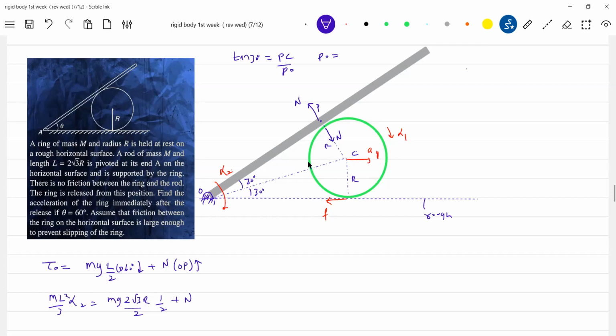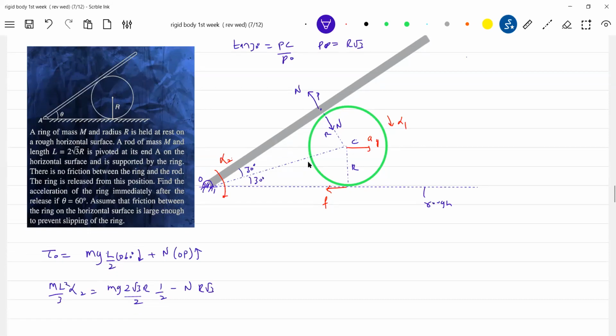See, we know R equal to, this is R root 3. So if this is positive, this will be negative. So I'll take this negative. Like this, I'll get alpha 2 in terms of the other quantities.